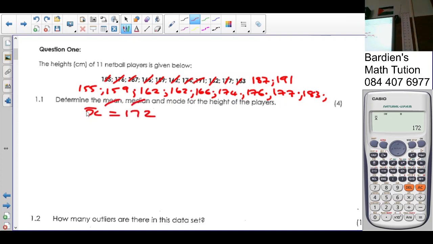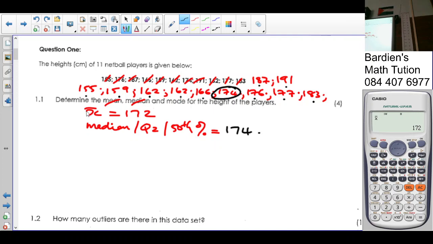Your median is the middle number of sorted data. It's also known as quartile 2 or your 50th percentile. All means the same thing. There are 11 numbers. 11 divided by 2 is 5.5, so it's the 6th number. So it's 1, 2, 3, 4, 5, 6, and we count from the other side, 1, 2, 3, 4, 5, 6. So your median is 174. That's all.